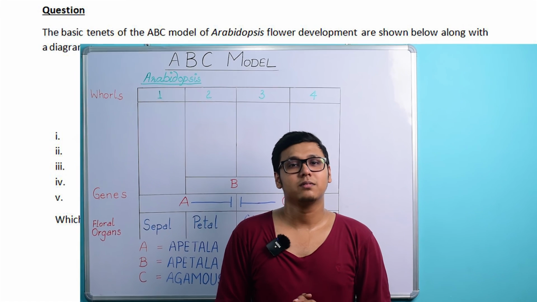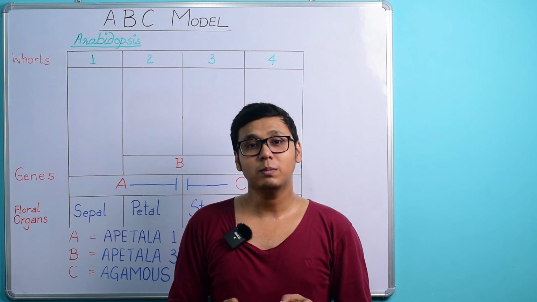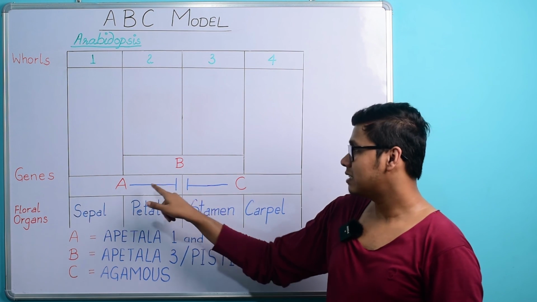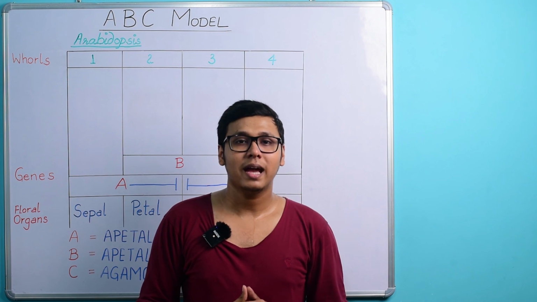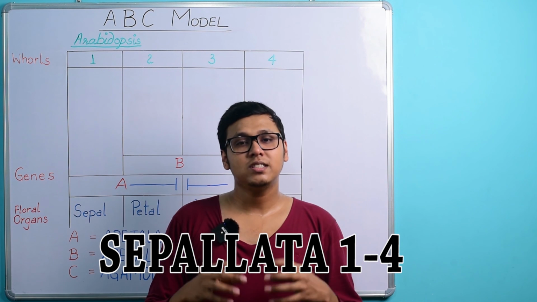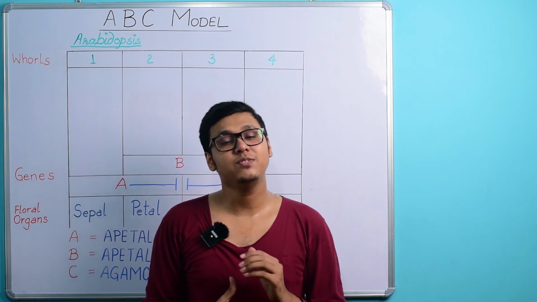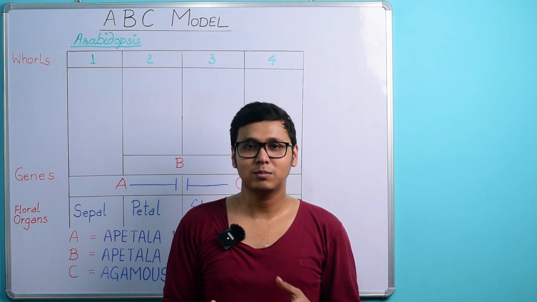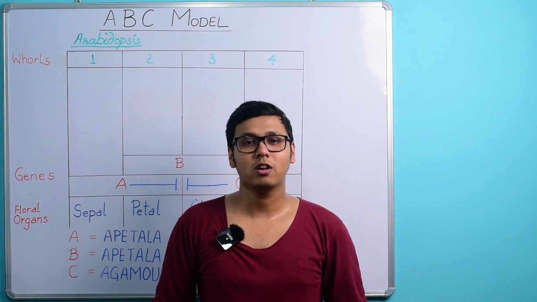So that's it about the video, and before we move to the end, let me give you one bonus piece of information, which is that the expression of these three genes A, B, C is controlled by one more gene which is considered as E gene, and the name of that gene is Sepallata, right? And when the E gene is considered in this model, the model gets modified into the ABCE model, right? But I did not find any questions asked in the examination from that model, so I don't think it is worthy of discussion. So that's all for this video.